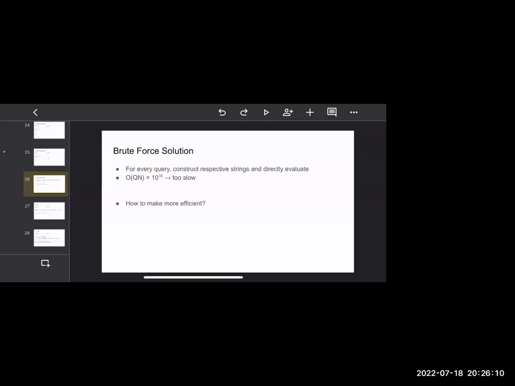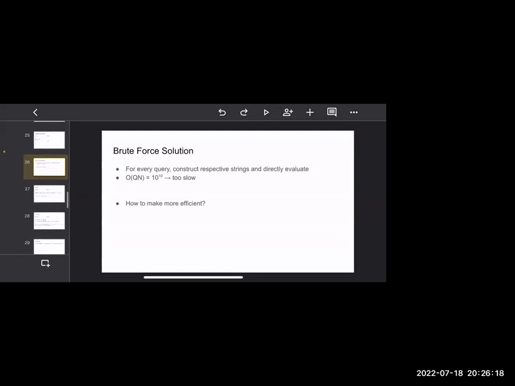How do we make it more efficient? If it were easy, it would be so much easier.